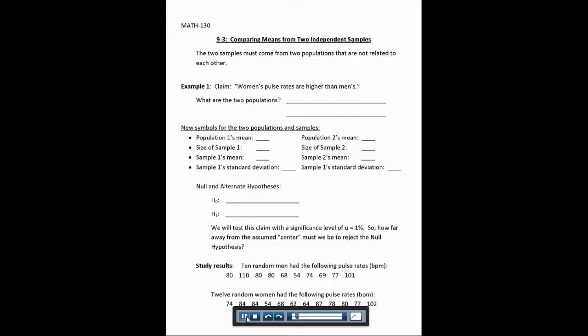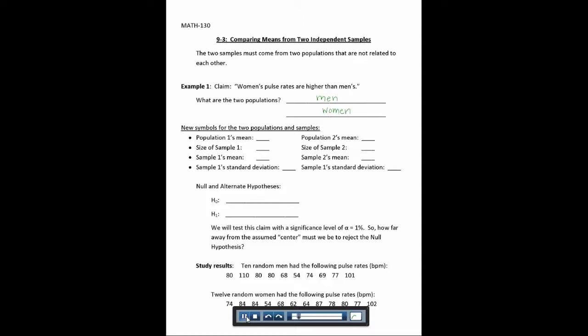We've got women's pulse rate. So the claim is women's pulse rates are higher than men's. So what are our two populations? Well, we have men, which we'll call population 1, and we've got women, which we'll call population 2.